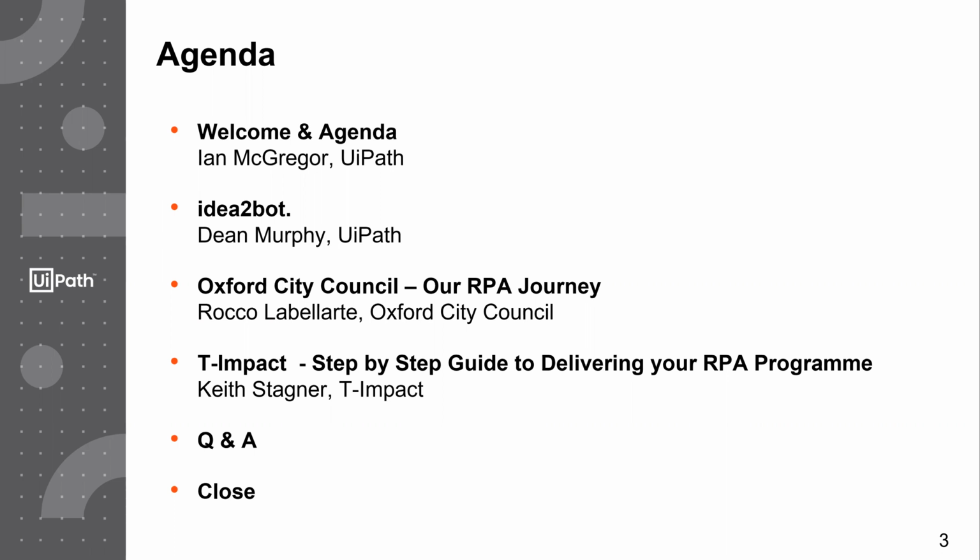And the idea of that is for you to take away and think about it, and then if you want to discuss further, come back with actions. That's being delivered by Dean from UiPath. And then, the heart of the day, Rocco from Oxford City Council is really going to talk about their RPA journey to date: the good, what could be, and what can be improved on, and their experiences. And then after Rocco, Keith from T-Impact is going to talk about a step-by-step guide to delivering your RPA program. What's the good and the bad, the rights and wrongs.